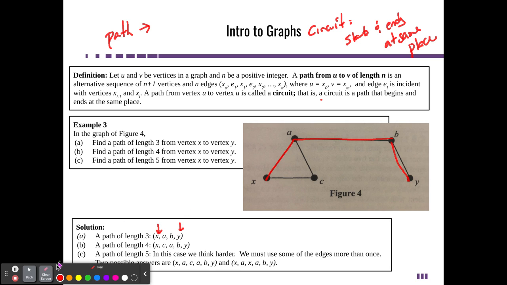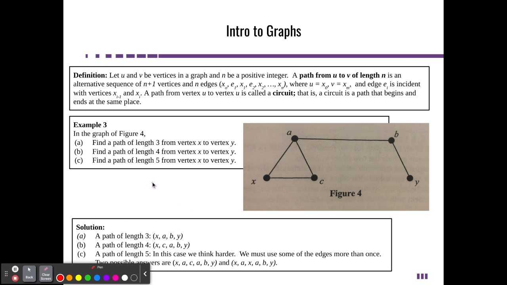So take a look at the next one. If you want to hit pause and then come back, please do. Find a path of length 4 from vertex x to vertex y. All right, so some vertex x to vertex y.